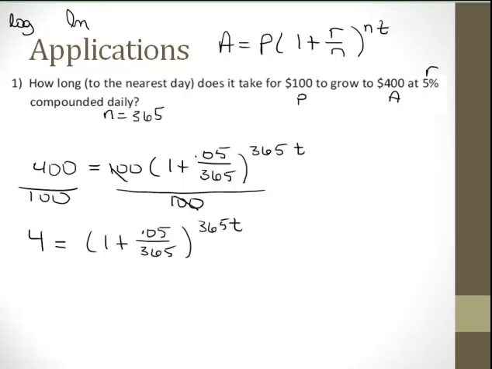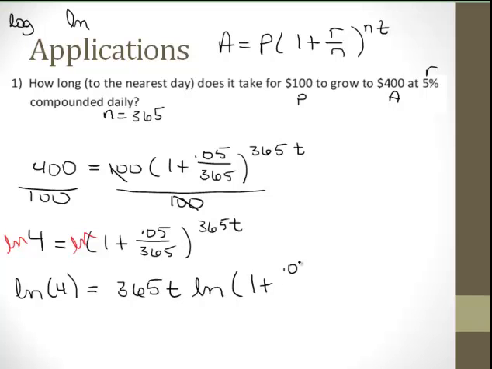Okay, so what I want to do is take the natural log of both sides. So it looks something like that. When I take the log, then I can use the power rule. Move that power out front. So we have natural log of 4 is equal to 365t natural log of all that stuff.